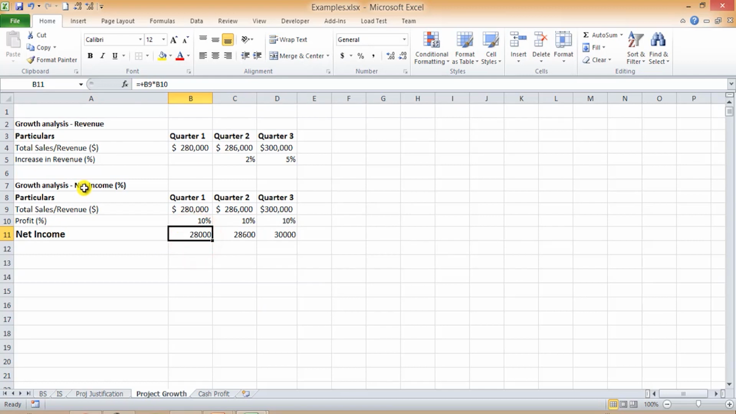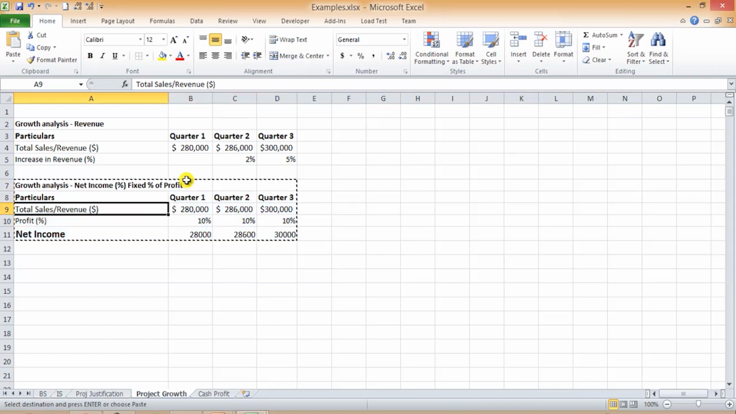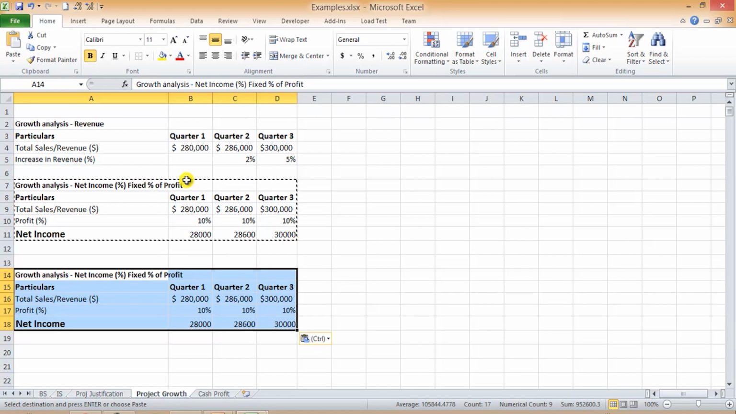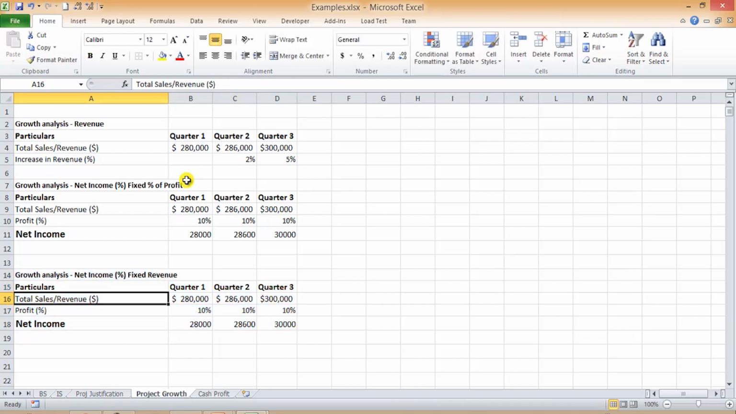Now, this is one aspect of the net income analysis where you have a fixed percentage of profit. Now we're going to look at another aspect where your revenue is a fixed dollar value. Fixed revenue.